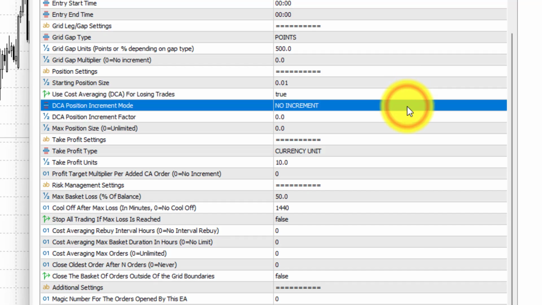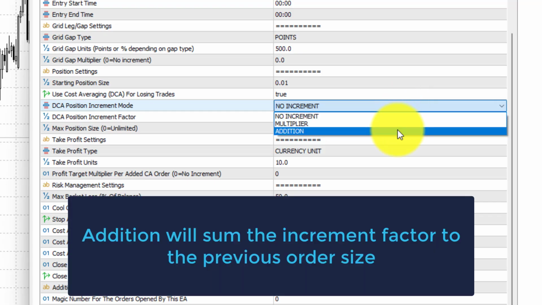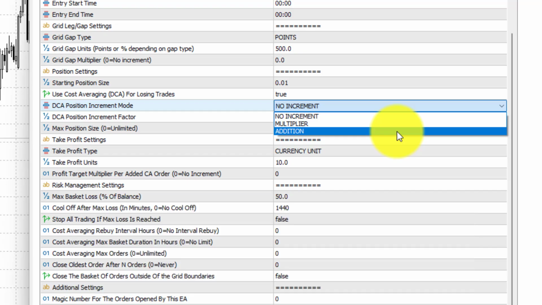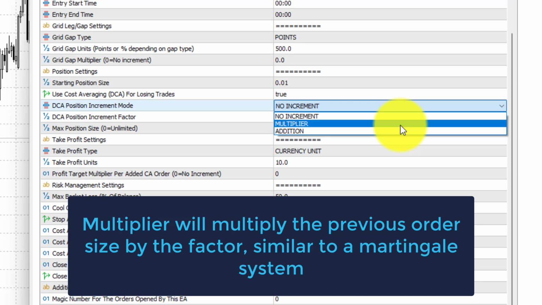Then we have the increment type. There are three options: none, addition, and multiplier. With none, every added order uses the same lot size as the starting position. With addition, each order increases by a fixed amount. For example, if your starting size is 0.01 and the increment is 0.01, then the sequence becomes 0.01, 0.02, 0.03. With multiplier, each new position is multiplied by the factor, similar to a martingale.